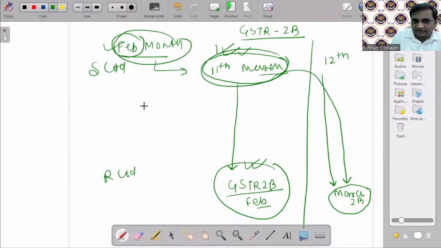Give me the confirmation whether this part is clear or not. Only this part, same month or next month.